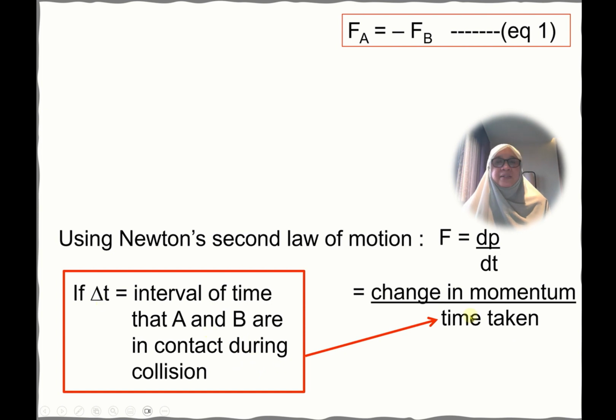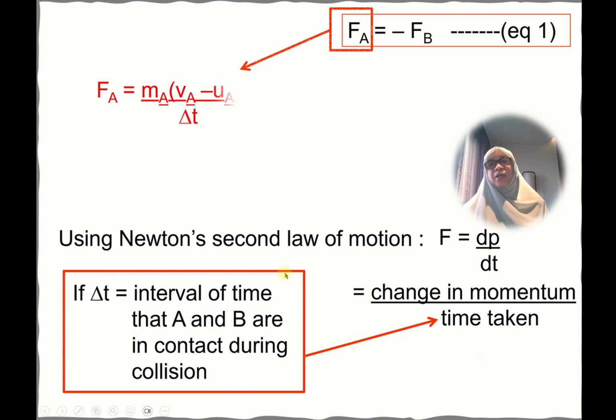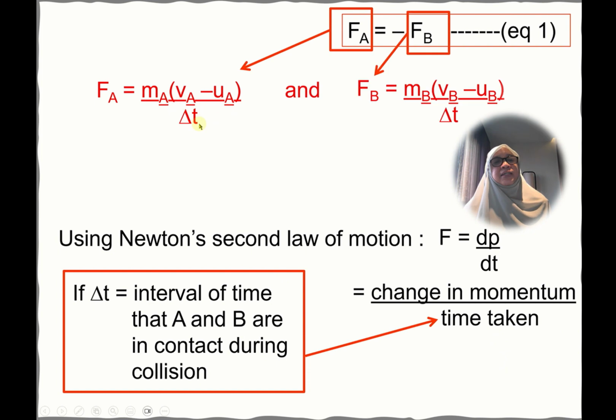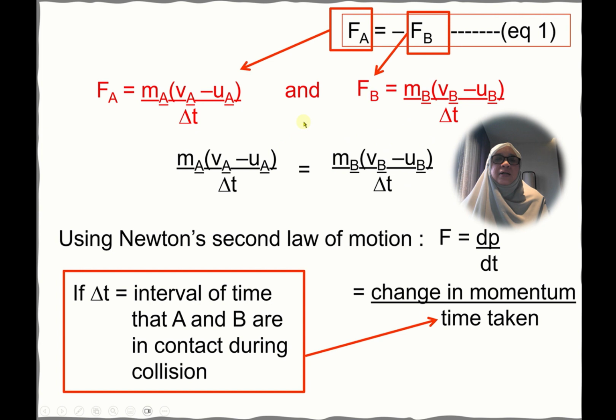So this is delta t, the time taken when the collision happens. So we substitute F_A = m_A (v_A − u_A) over delta t, and then F_B is m_B (v_B − u_B) over delta t. So we equate them because in equation 1 they are equal. F_A equals F_B, where we use Newton's second law to relate to the force during the collision.